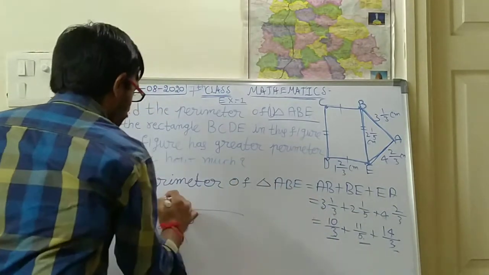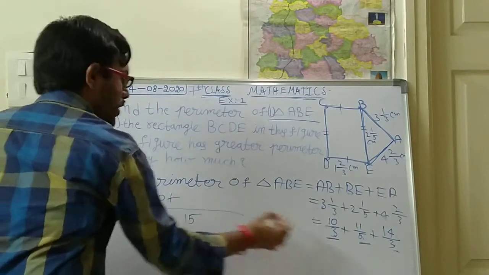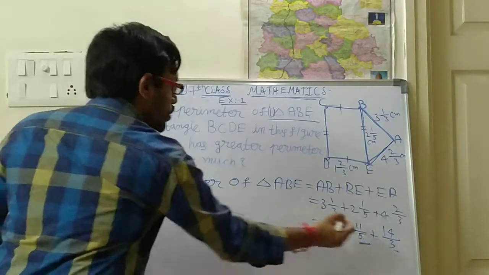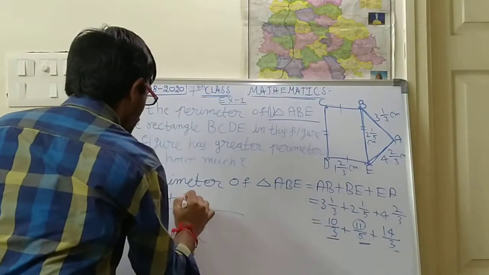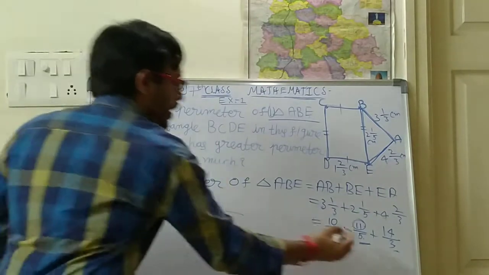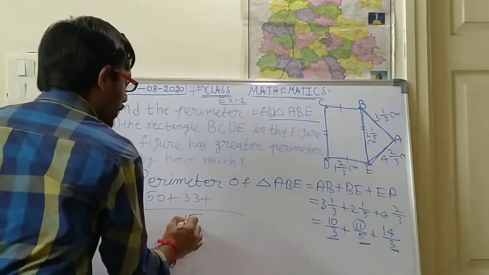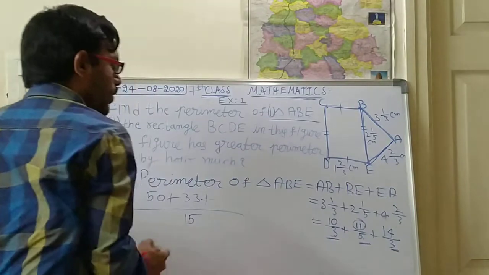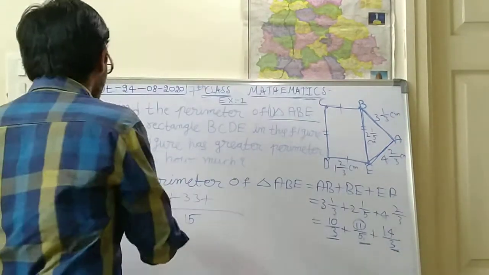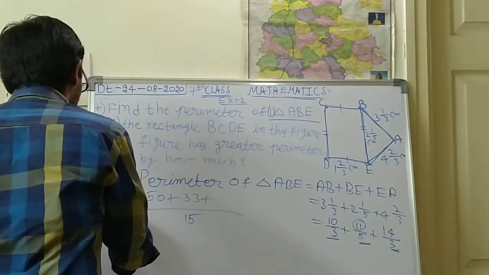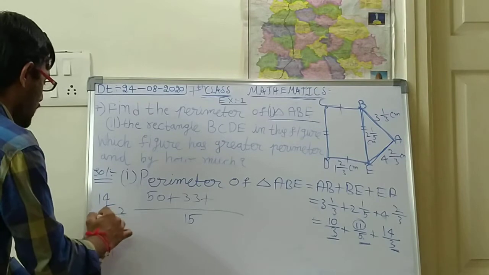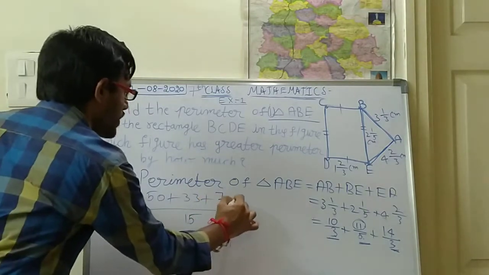So 5 into 10 is 50. Next, 5 into how many times is 15? 5 into 3 times. So 3 into 11 is 33. If you know the 11 table, you will get the answer. Next, again 3: 3 into 5 times. So 5 into 14. How much is 14 times 5? If you know the 14 table, you will get it. 4 fives are 20, 5 ones are 5, 6, 7. So 14 times 5 is 70.